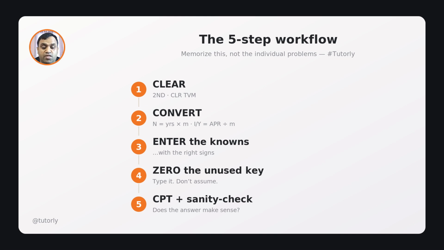So if there is no lump sum payment, PV is 0. If the loan is fully paid at the end of the very period, then FV equals 0. Type the 0. Don't assume it. Make sure the input that you are not using must have 0. 5. Compute the missing key. Then simply check the answer.